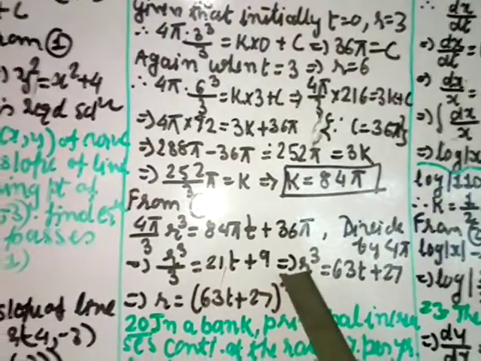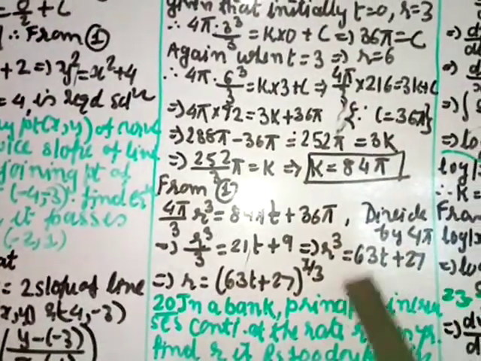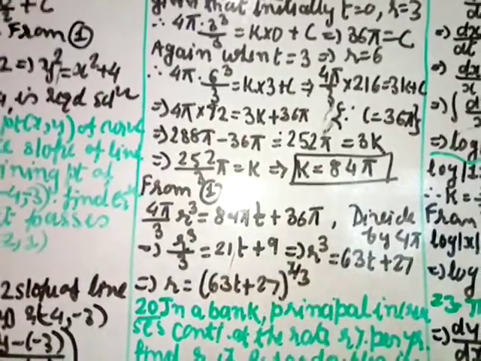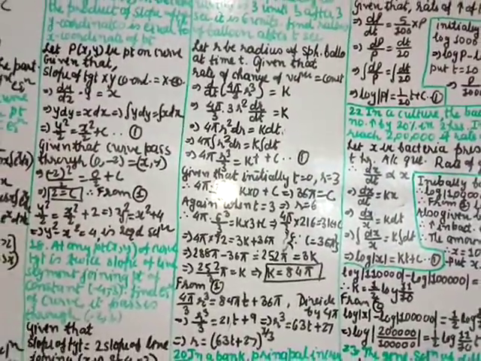Here r cube is there, you have to find r, so take the cube root on both sides. So r is equal to cube root, so 1 by 3 power, (63t plus 27) power 1 by 3. So that is the value of the radius. Okay, so that is the solution for question number 19.